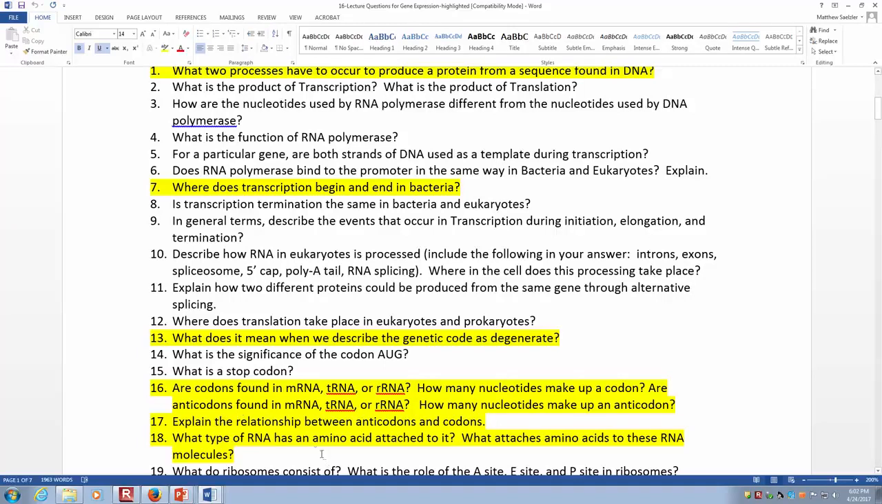We talked about different types of RNA being involved in translation: mRNA, tRNA, and rRNA. In which type do you find codons? Specifically codons, and anticodons being something different. Right, mRNA. So mRNA is the type that has codons. How many nucleotides make up a codon? Right, 3. Now we're talking about anticodons, what type of RNA has those? Right, tRNA. And how many nucleotides make up an anticodon? Yeah, also 3. And can someone explain the relationship between anticodons and codons?